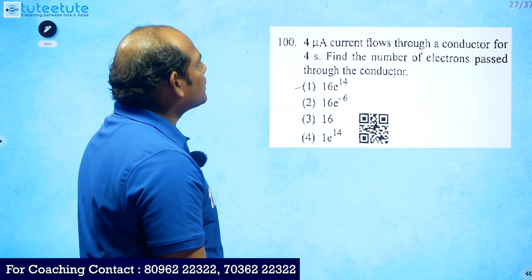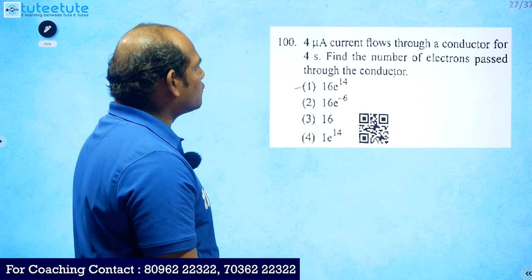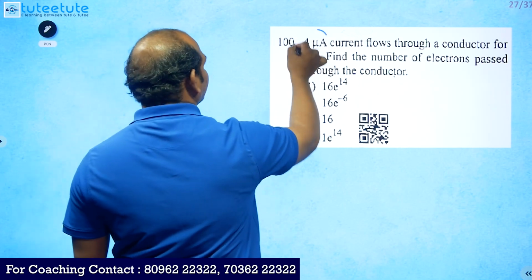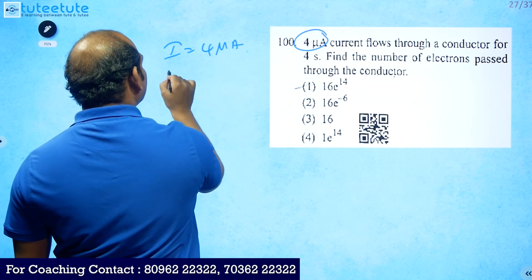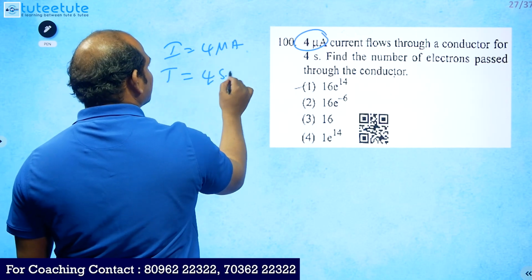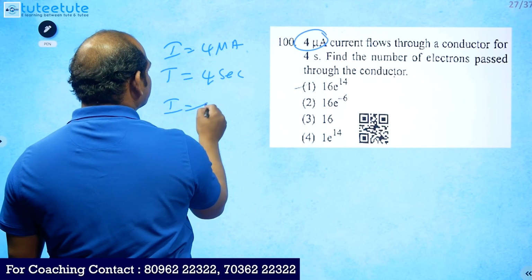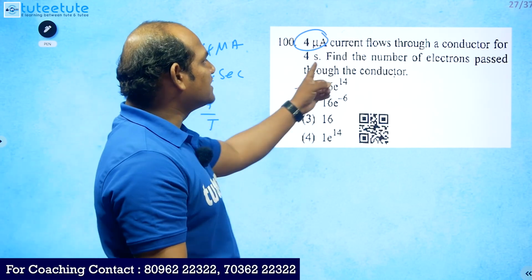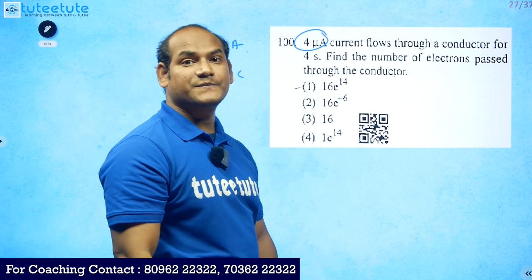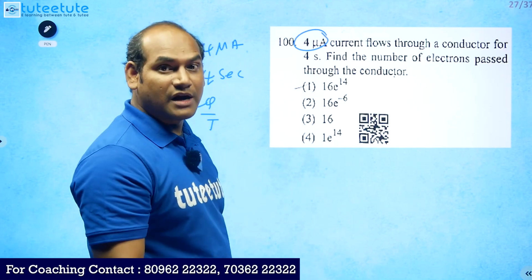Next one is 4 microamps current flows through a conductor for 4 seconds. So they have given some current, 4 microamps. Current is equal to 4 microamps. It is available for 4 seconds duration. And current is equal to charge by time. Because I and T are there, we can immediately take this particular relation. Find the number of electrons passed through the conductor. Okay, the number of electrons we have to calculate.